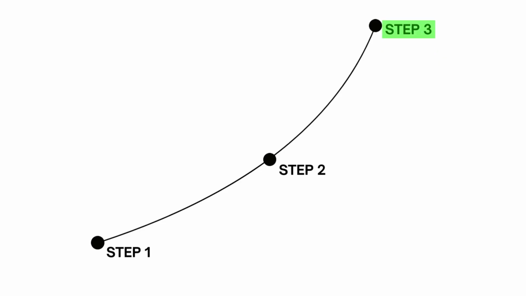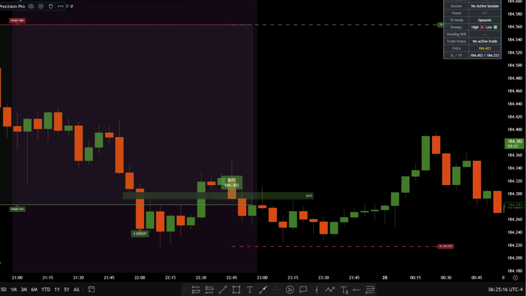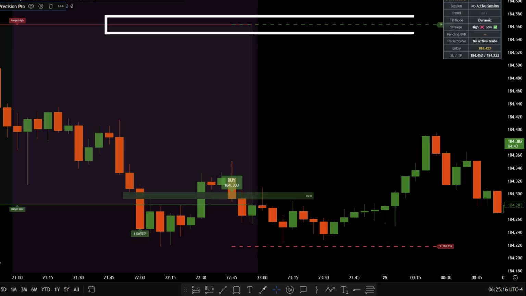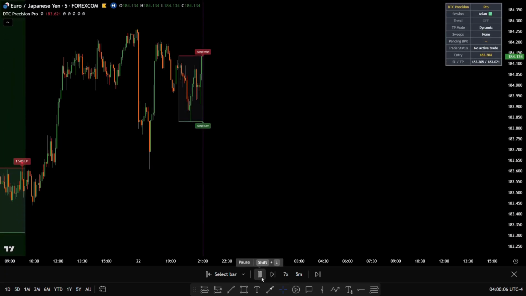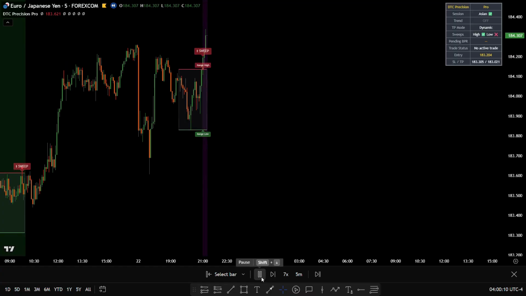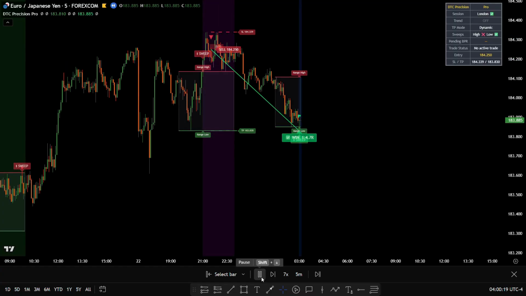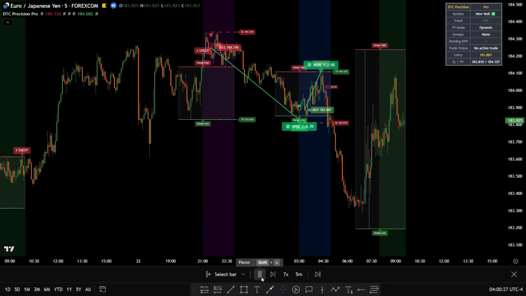Step 3. The indicator doesn't enter the moment the BPR forms. It waits. It waits for price to come back and touch the BPR zone on a later candle. That's when the entry triggers. The stop loss goes at the sweep extreme, the furthest point price reached during the sweep. And the take profit goes at the opposite end of the range by default. So the full sequence is range forms, price sweeps the range, BPR forms, price retraces to the BPR, entry triggers, all automatic. Now let's go through every setting.